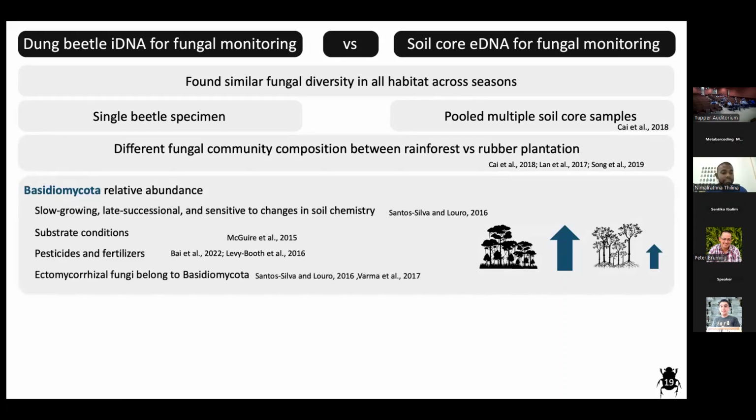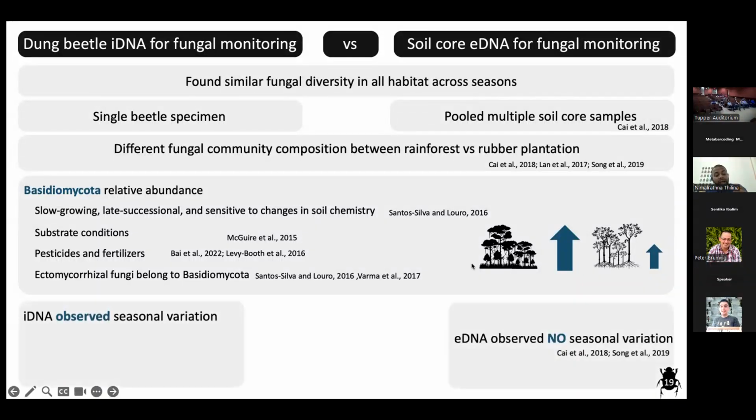It makes sense because Basidiomycota are known to be sensitive to chemical usage. In the rubber plantation, they use nitrogen-based urea as a fertilizer, which negatively affects the relative abundance of Basidiomycota. Also the substrate conditions, because Basidiomycota are known to be ectomycorrhizal fungi. The rainforest has higher diversity of plants, so it provides a large number and variety of substrates where the fungi can grow compared with the rubber plantation. However, our eDNA-based study found a seasonal variation.